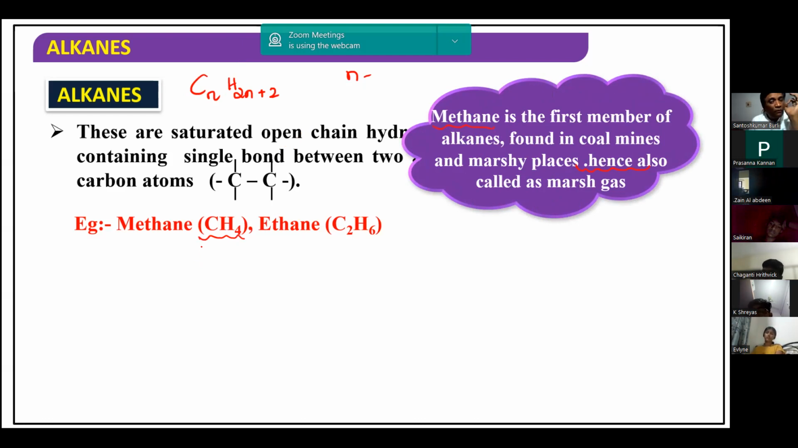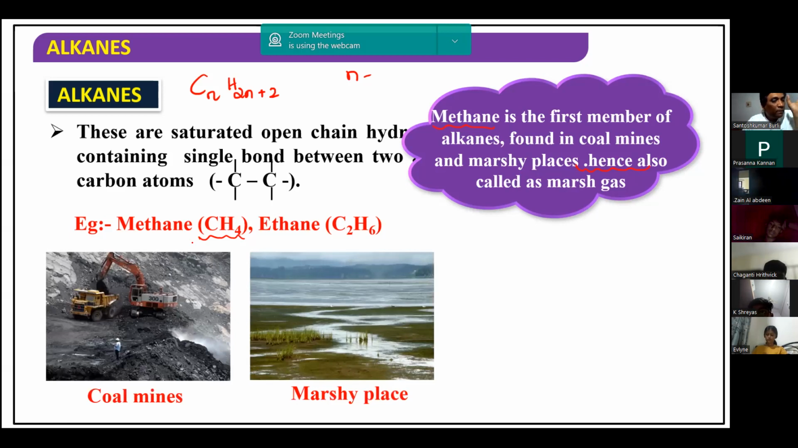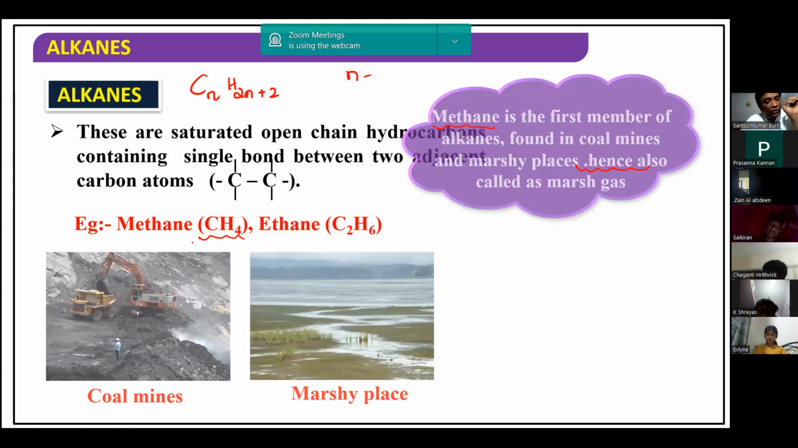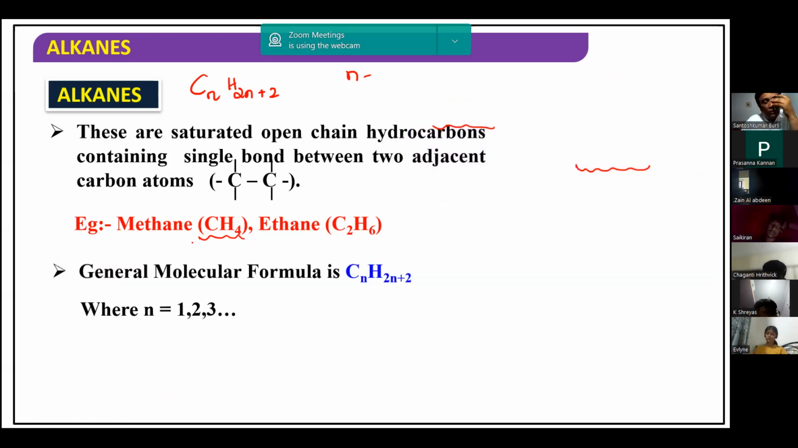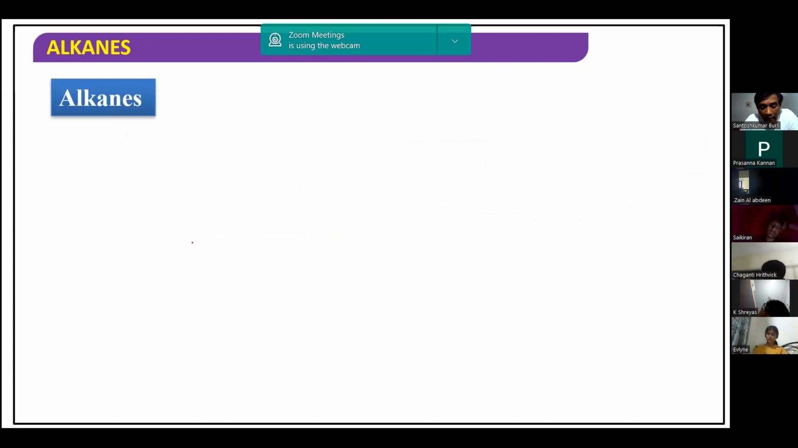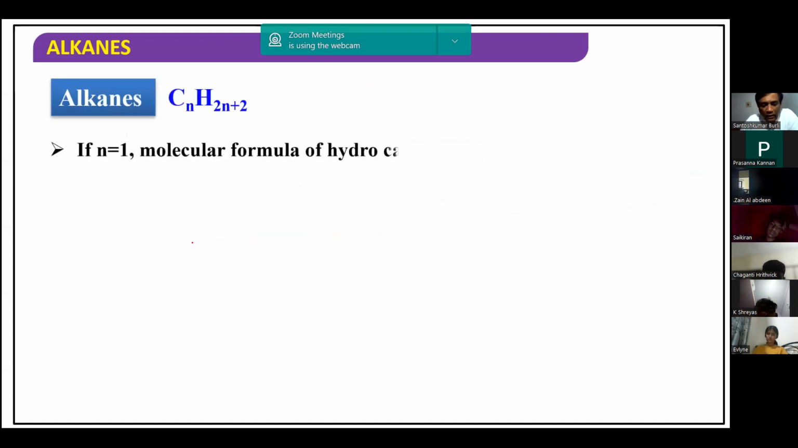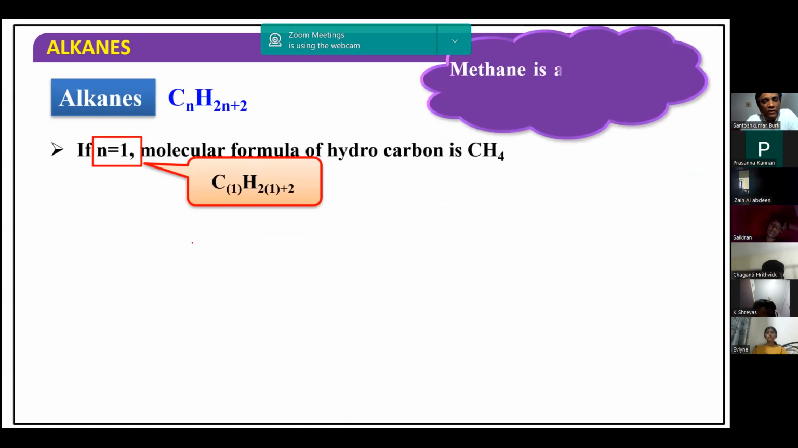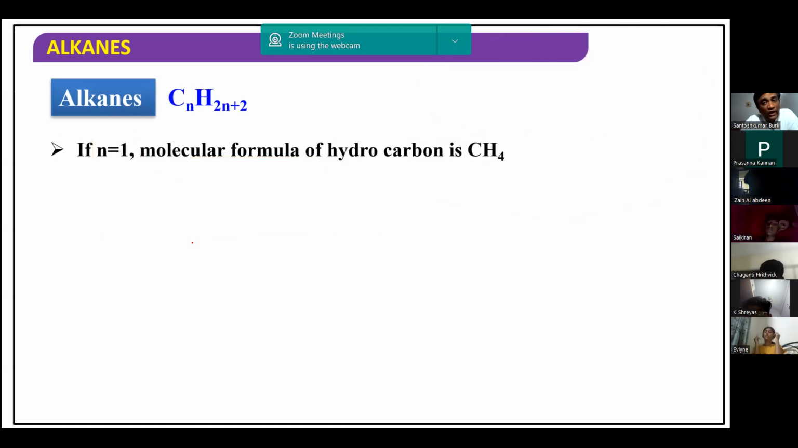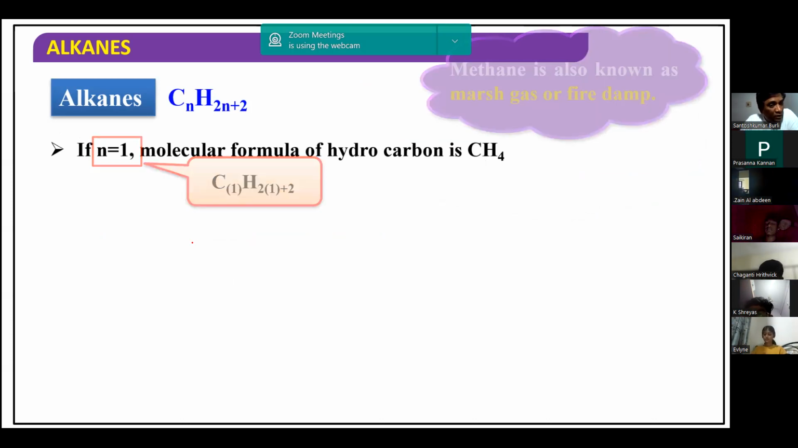Methane, the first member of the alkanes, is generally found in coal mines or marshy places, where we find greenery and wet areas. In such places we find methane gas. The general formula is CnH2n+2, where n is the number of carbon atoms. For n equal to 1, we get C1, methane, the first member, which is a marsh gas. Another name for it is fire damp.